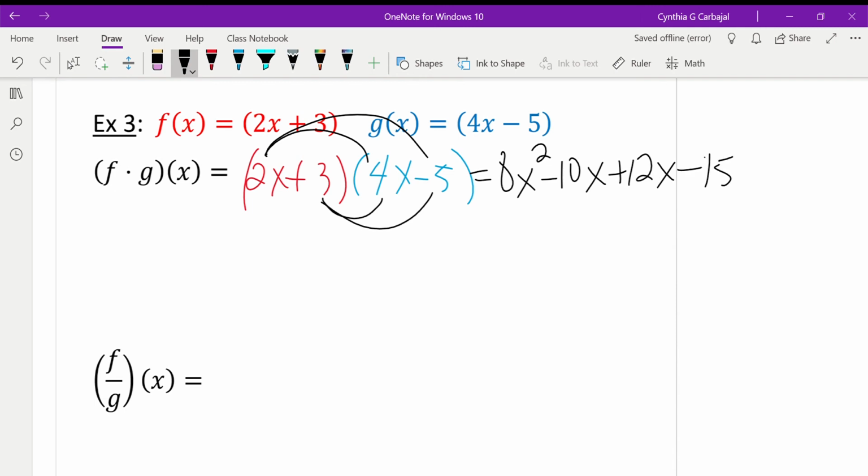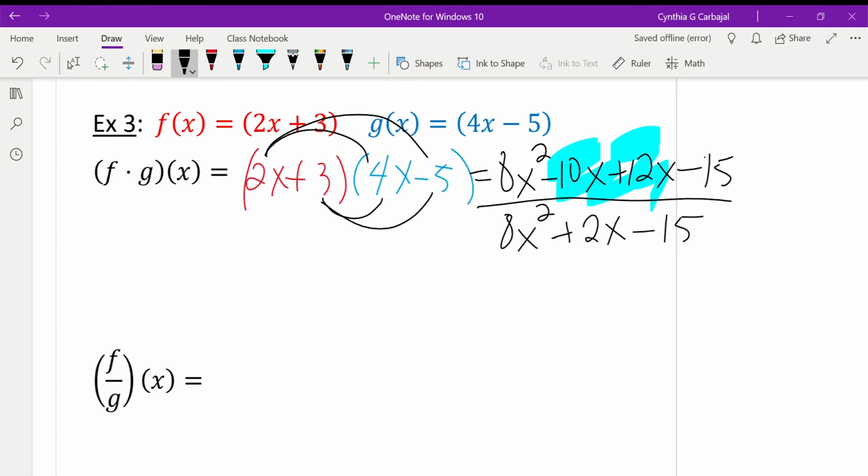Then we combine like terms. There's only 2 like terms. It would be this one and this one. So the 8x squared doesn't combine. Just bring it down. The 10x is a negative 10, and that's a positive 12. So we're going to subtract. Keep the sign of the larger one, and bring down the 15. And that is my answer.